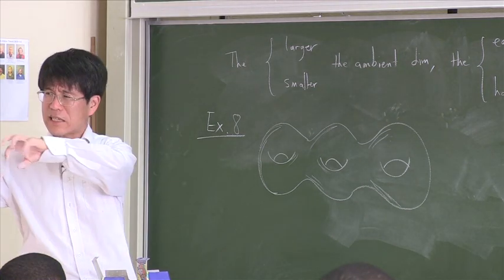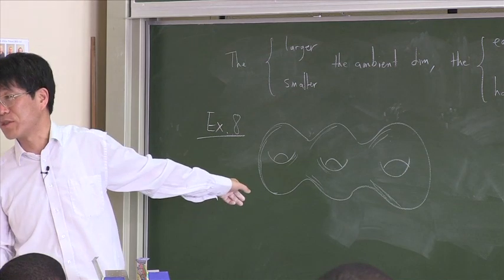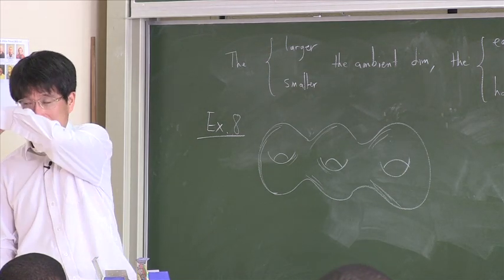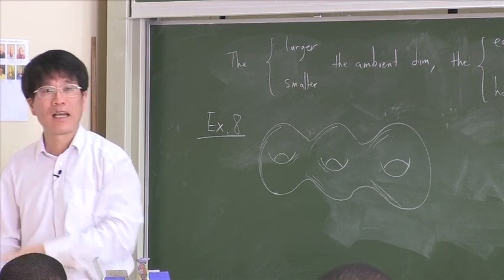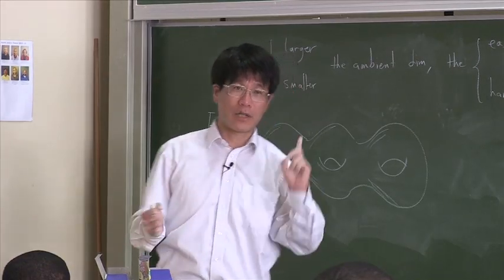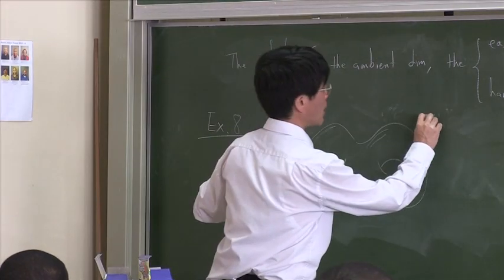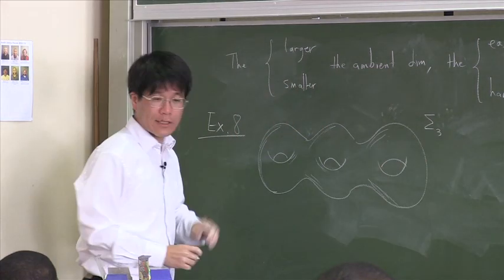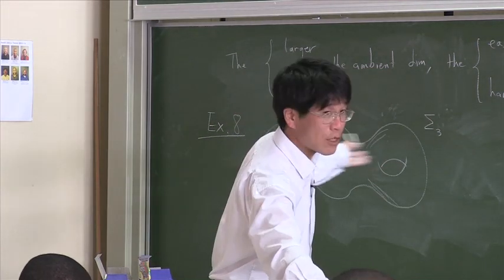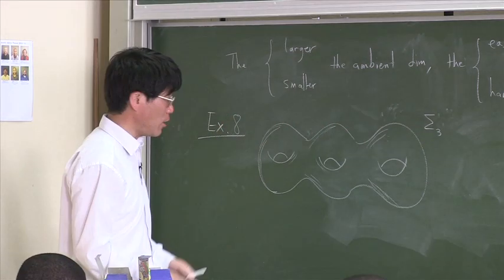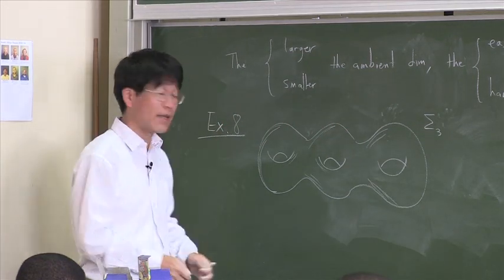Is it orientable? Does it have Möbius strips? No, it doesn't have any Möbius strips. So which one is it? It's not N, it's 3. Sigma 3, that's right. It's called sigma 3. And on this sigma 3, it's a Riemann surface of genus 3. You should learn to say this quickly.